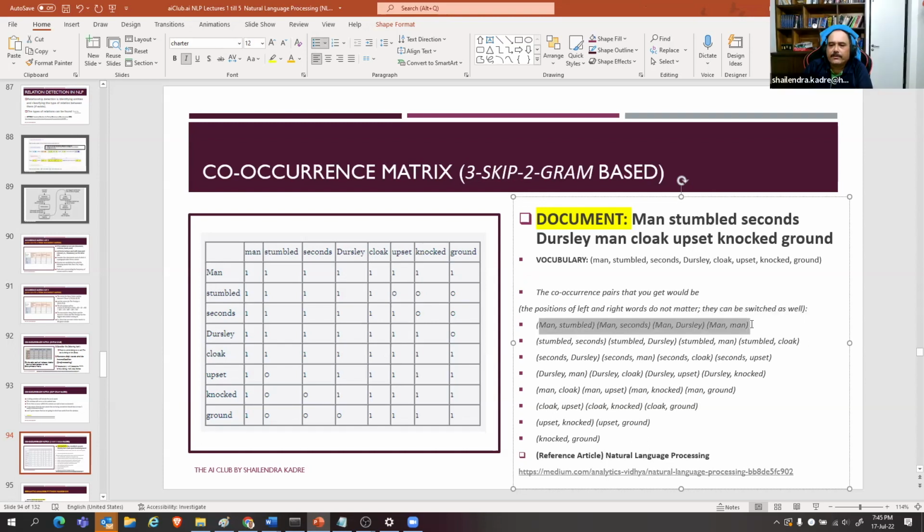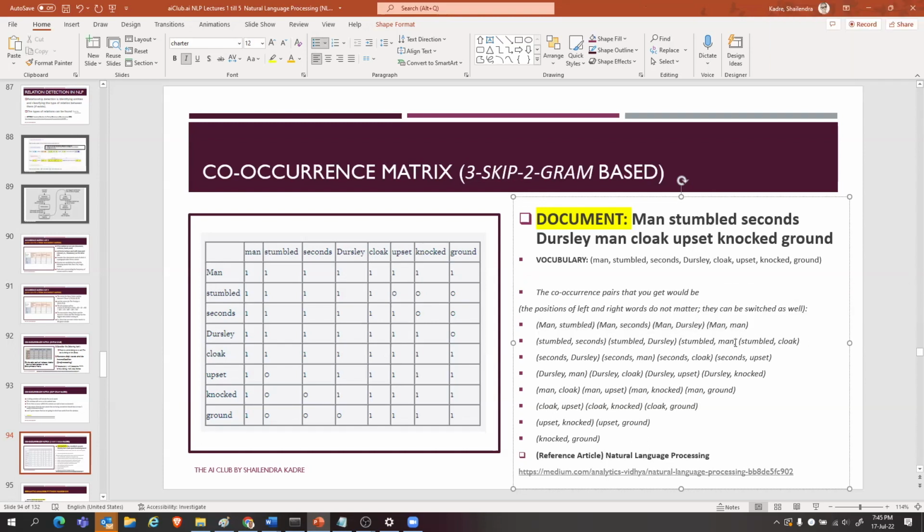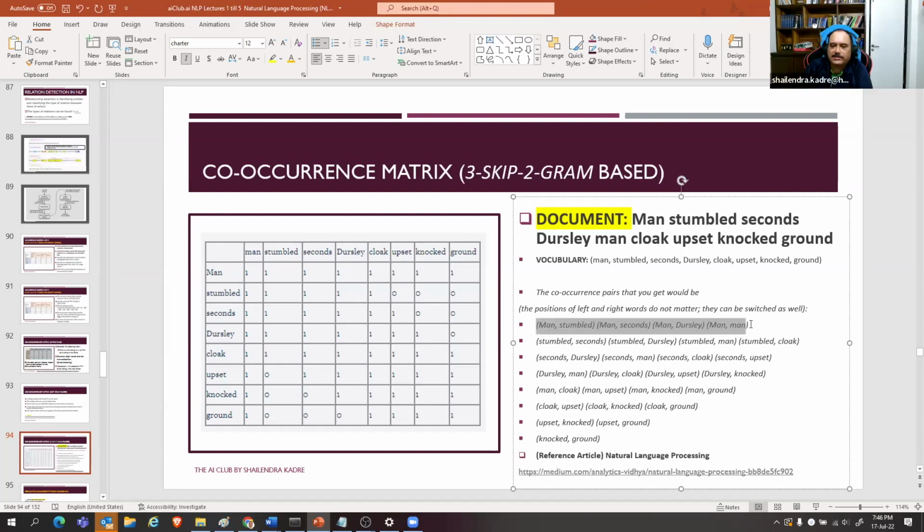Sir, I understood this, but I have one question. The 3 skip 2 gram is clear. Actually, I'm a bit confused about the matrix here. Is the matrix the general co-occurrence matrix or something related to this? The matrix will be derived from these pairs. We'll come to the matrix; don't go to the matrix right now. First, see the pairing.